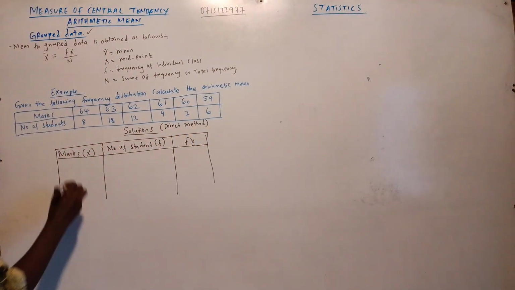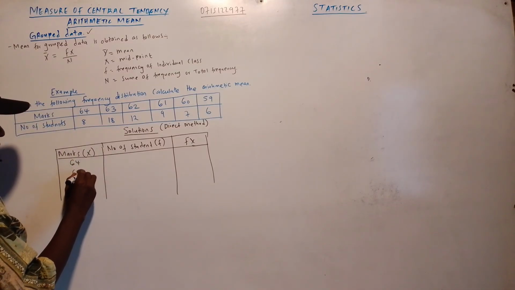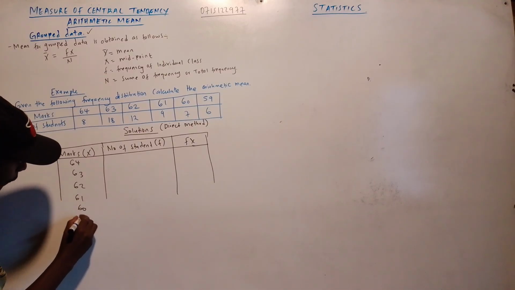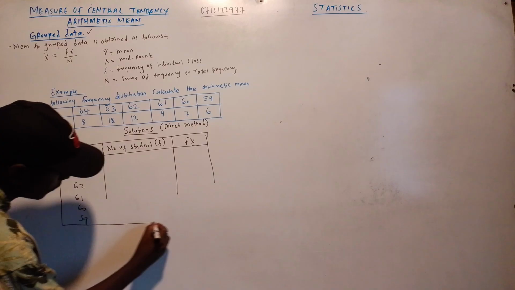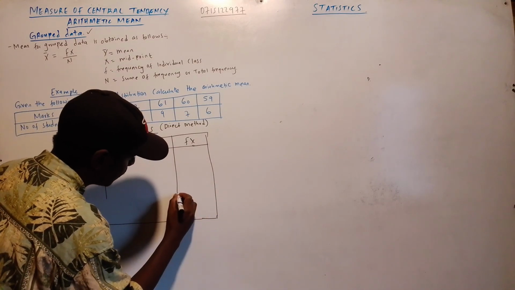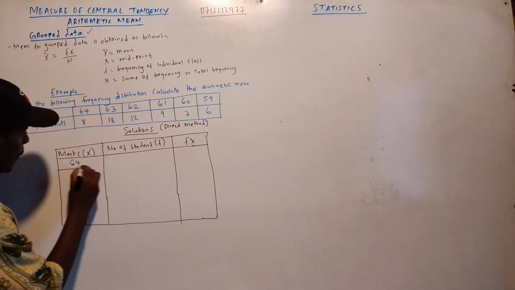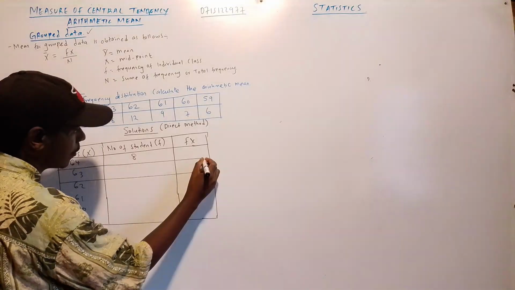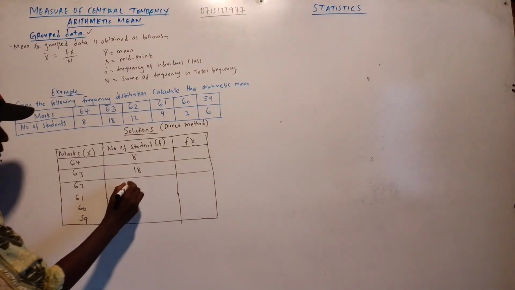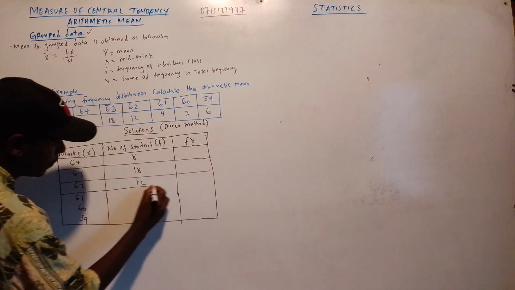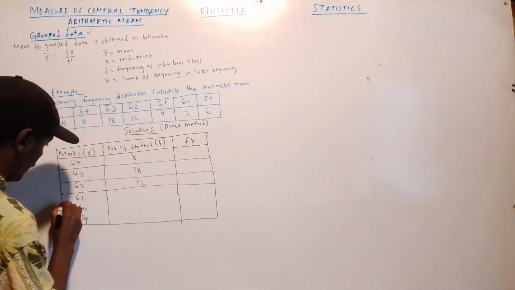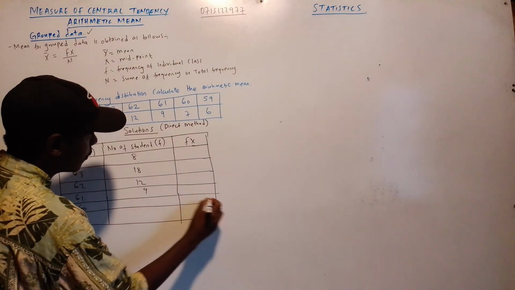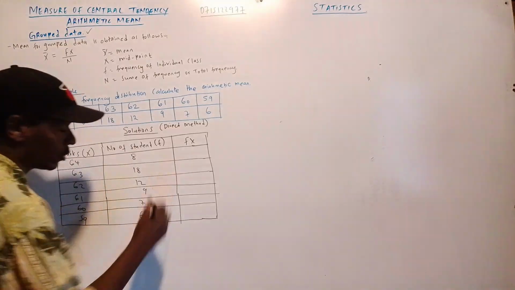So we have the marks 64, 63, 62, 61, 60, and 59. Then the frequencies: 8, 18, 12, 9, 7, and 6.